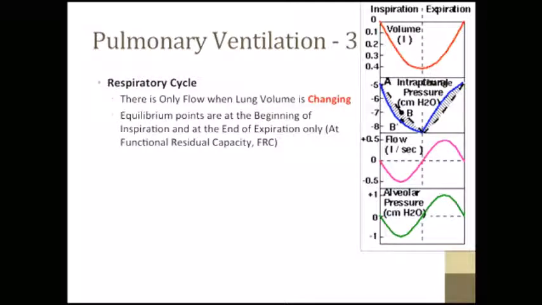Okay, so equilibrium points are at the beginning of inspiration and at the end of expiration only, at the point of functional residual capacity, FRC. I'll be going through this later in lung volumes. So for now, just remember, there is no muscle action and there's total equilibrium between your chest wall and lung elastic forces at the start of inspiration and at the end of expiration, which is basically the same point in time.